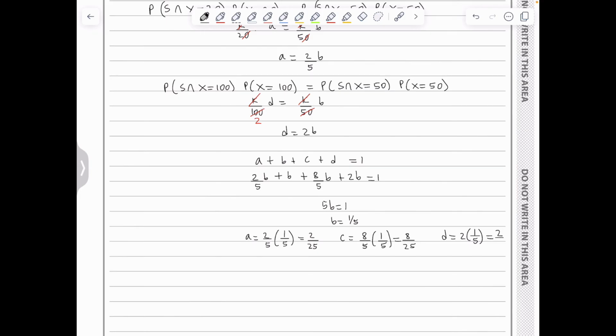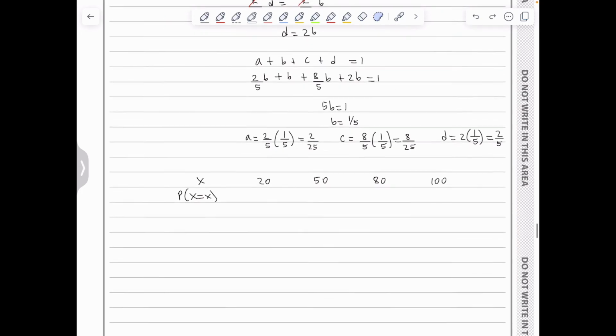So we have just found the values of a, b, c, and d. And since I've been told to find the probability distribution of x, I will simply draw up a table. These are the possible values for x, and I will simply fill in the associated probabilities. So it's 2 over 25, it's 1 over 5, it's 8 over 25, and 2 over 5, and you can simply check that these add up to 1.